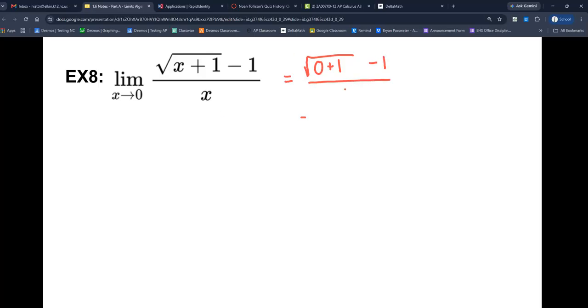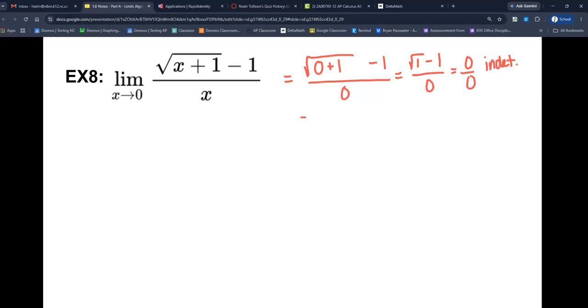So I'm going to plug in 0. I'm going to get the square root of 1 minus 1 over 0. Square root of 1 is 1, minus 1. That gives us 0 over 0. Right? Perfectly okay if you do this in your head, but I'm writing it out to remind ourselves that this is the indeterminate form. So that tells us we've got to do something else. So on a problem like this, we can't factor and cancel because we can't factor that numerator right there. There's nothing we can do with it.